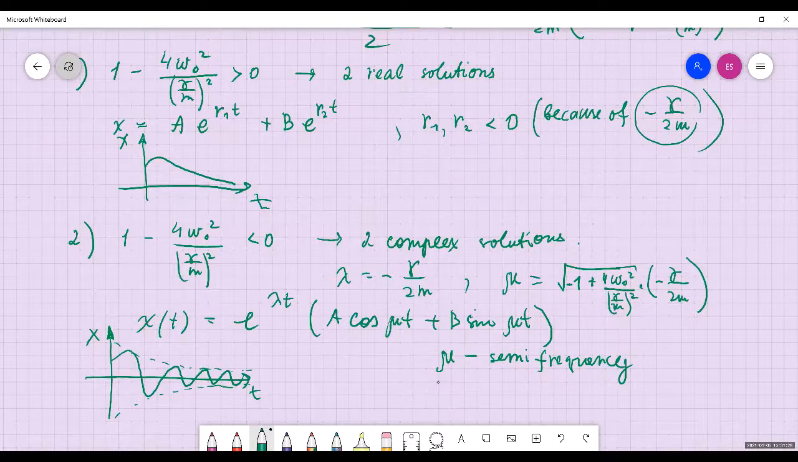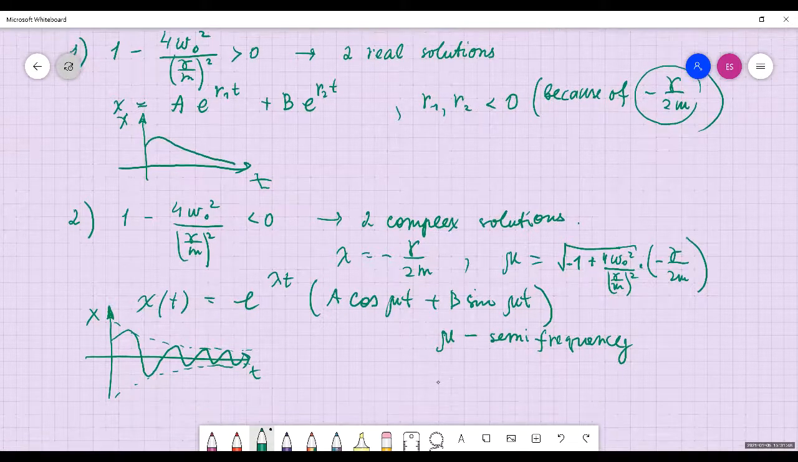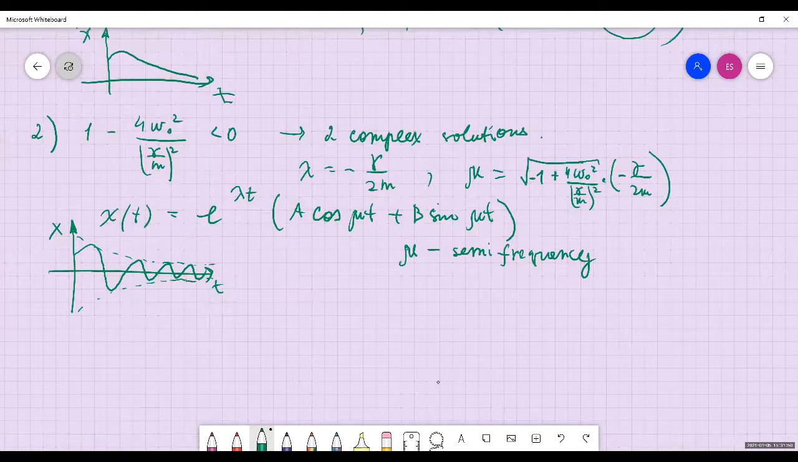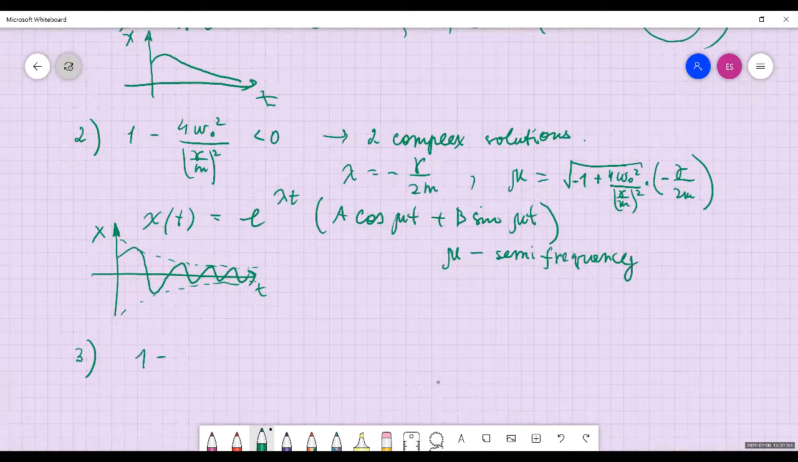Well, this motion, number one, is called overdamped motion, when something just tries to oscillate one time and goes to the equilibrium position. Motion of type 2 is called underdamped motion. The friction is not enough to stop it right away. It's going to allow it to oscillate a little bit. We do have case 3 when we have two repeated roots, right? When actually 1 minus 4 omega is going to be equal to 0. This is called critically damped motion.